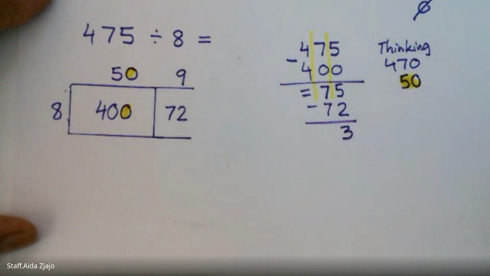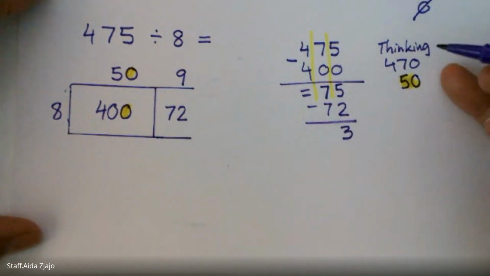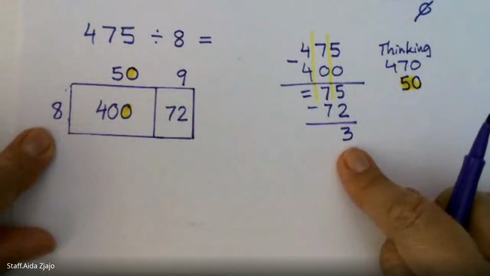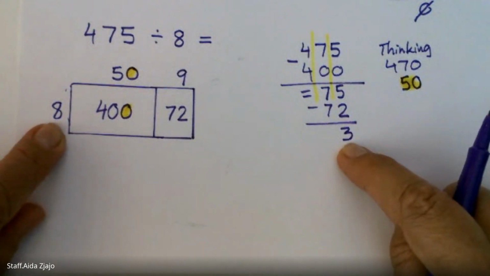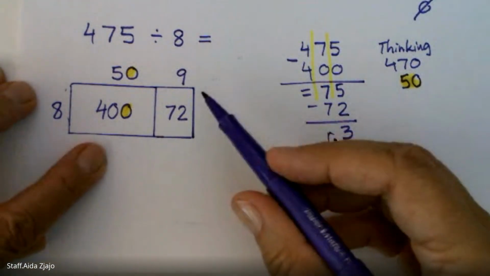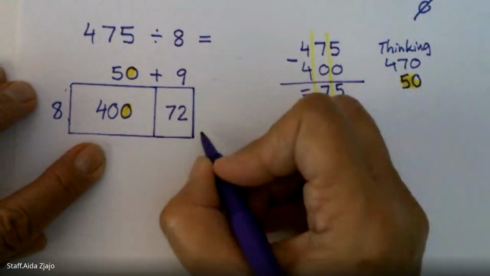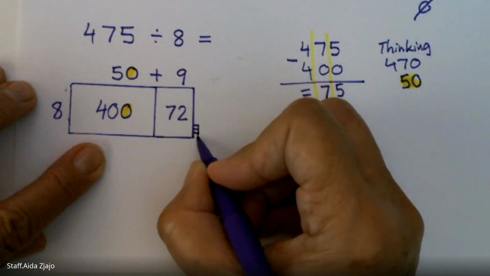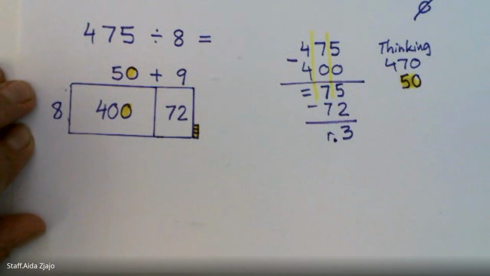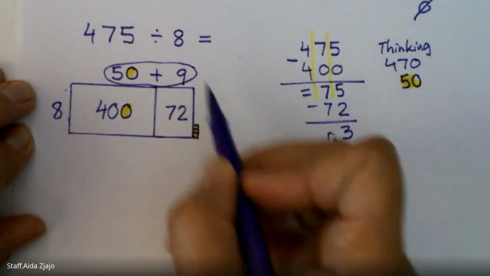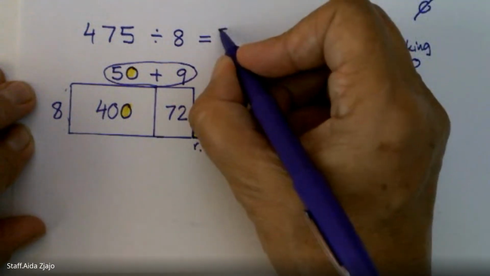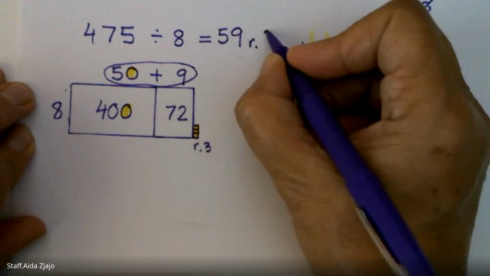And this is like a 4th grade problem, because right now, when I share, I have 3 left over. So I cannot share 3 equally in 8 groups. So this is my remainder, a leftover of 3. So the answer should be 59. And then I can show my remainder as little 3 squares on the side. This represents the remainder. So the answer is 59, remainder of 3.